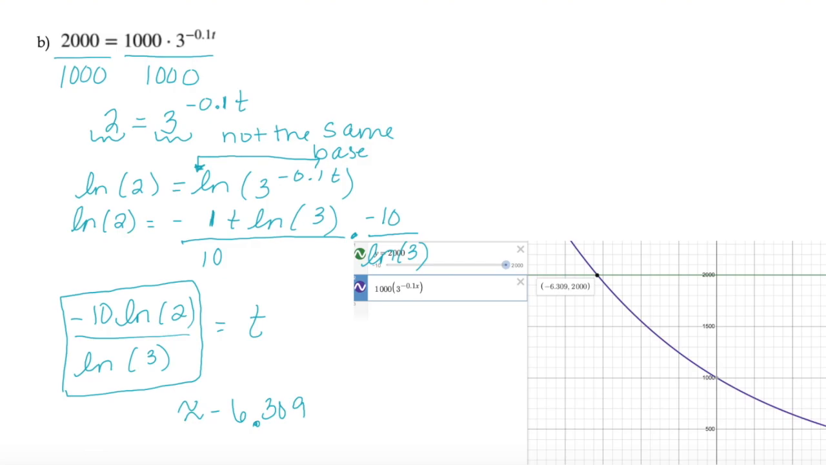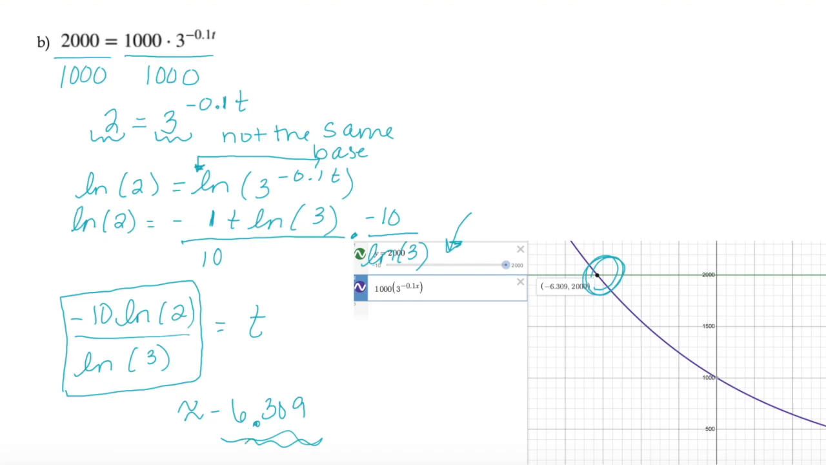I set the left-hand side equal to y so that it's a nice horizontal line. And I set the right-hand side equal to 1,000 times 3 to the power of negative 1/10 t, or x, because Desmos likes x. And I can see that, yes, in fact, they intersect at the approximate value that we had found.